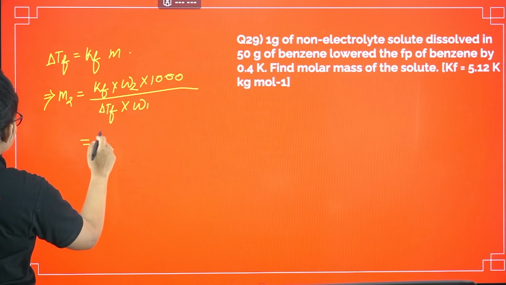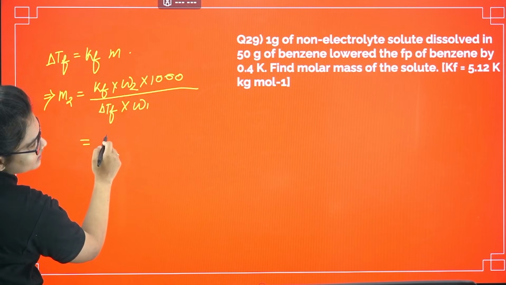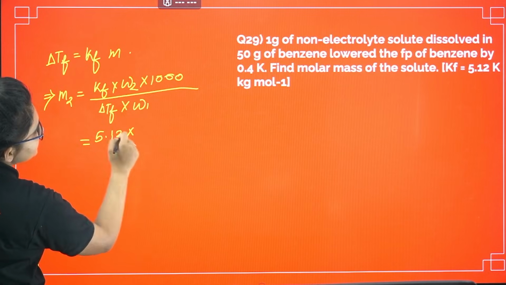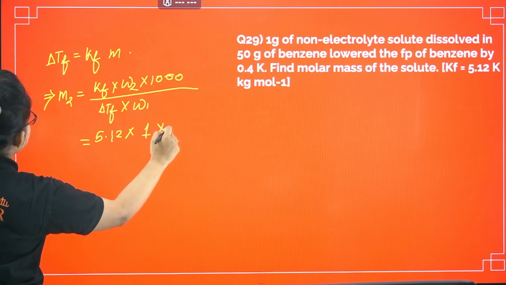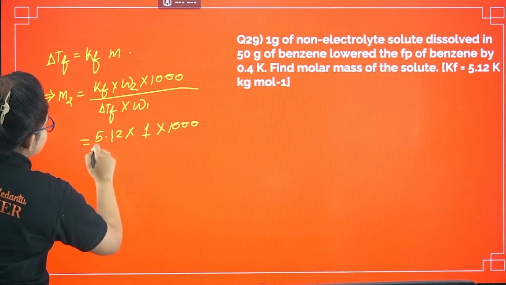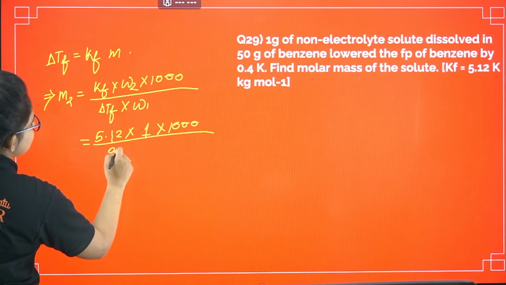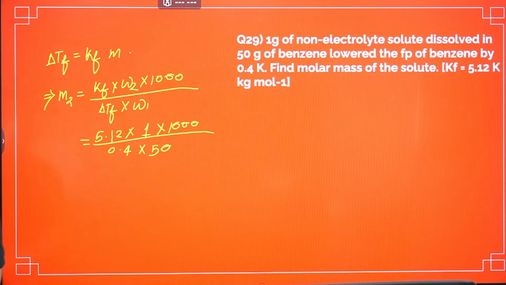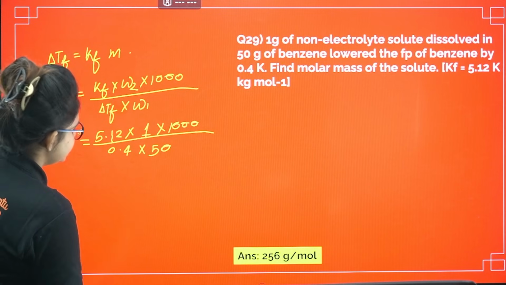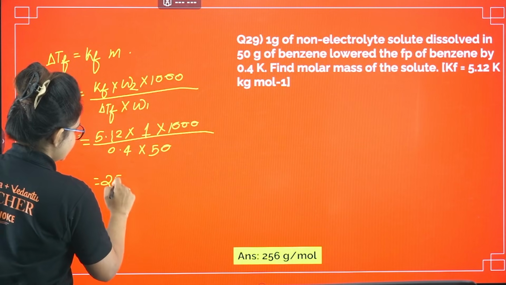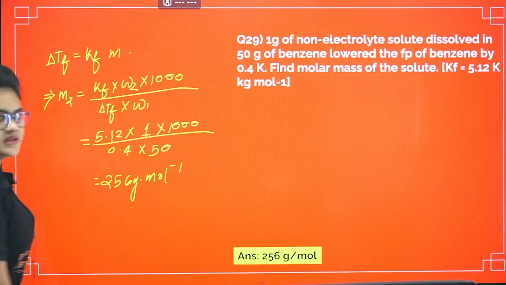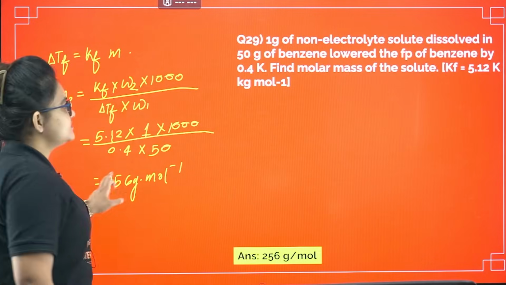So now if you put the thing, that is 5.12 into 1 gram into 1000 divided by 0.4 into 50. So if you calculate this, your answer will come, this is 256 gram per mole. Okay, I guess this is clear to you. Let's proceed.